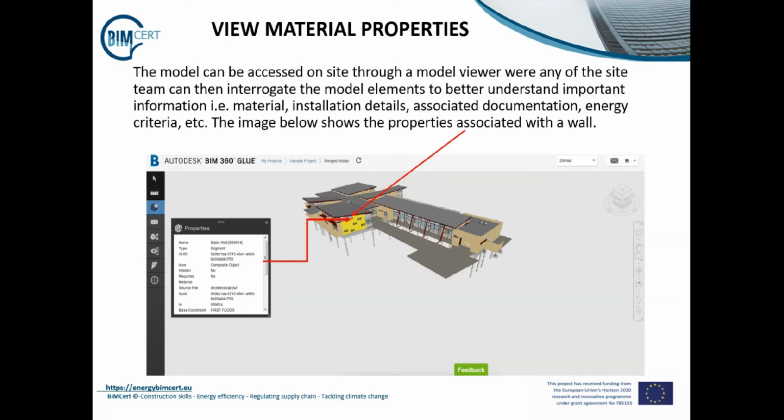Once the model is open, it can be accessed on site through model viewers, where any of the site team can then interrogate the model elements to better understand important information such as material, installation details, associated documentation, entry criteria, etc. The image below here shows the properties associated with the wall. Within here you can see the different analytical and energy analysis associated to this wall.